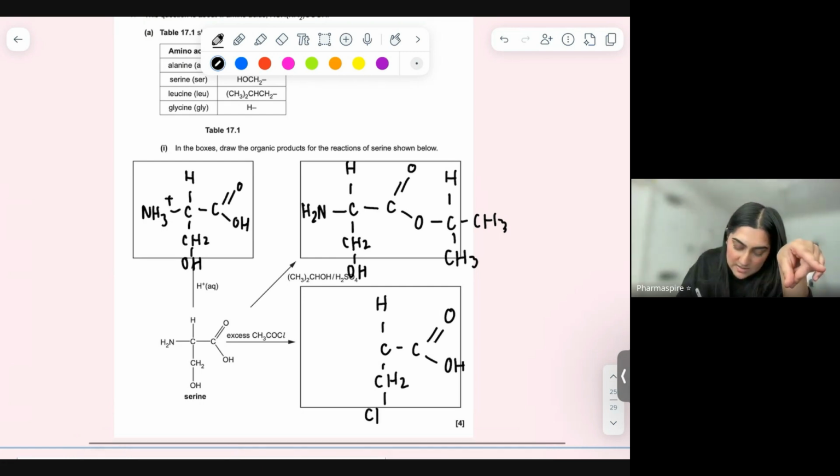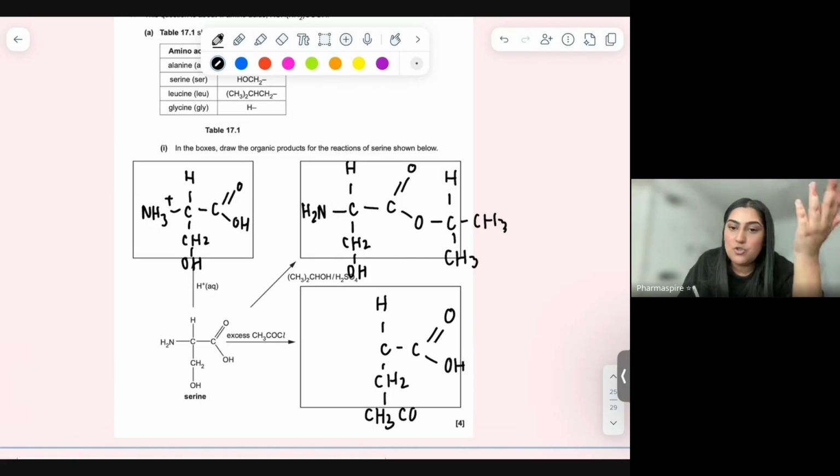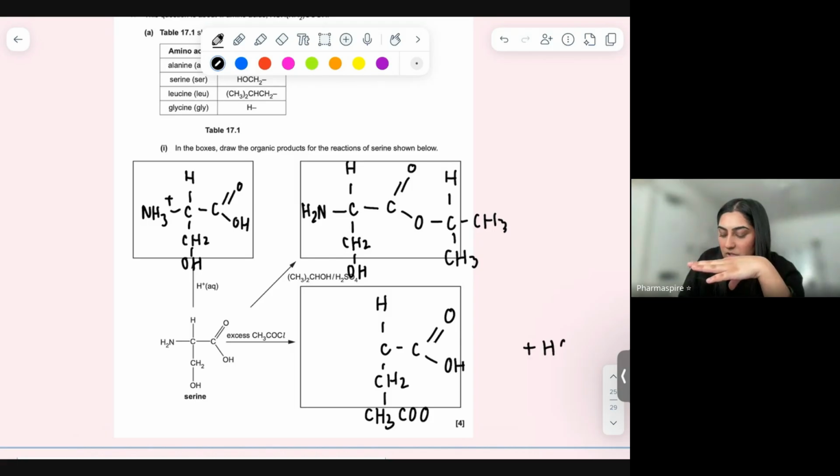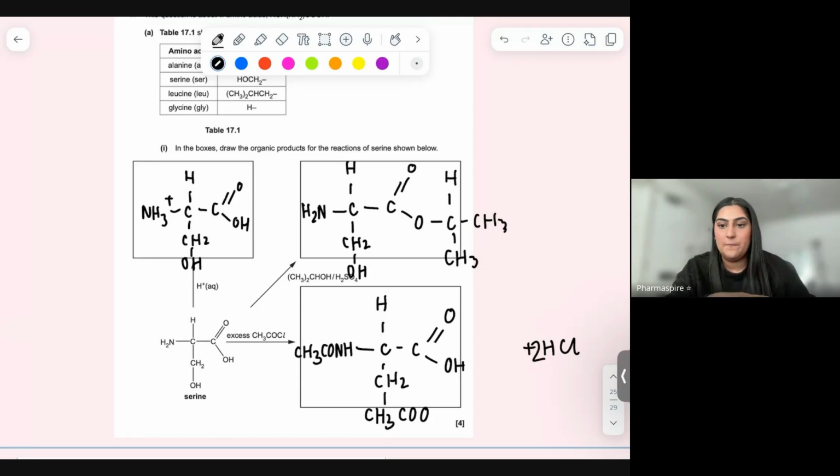So the Cl is going to basically jump off, and then you're going to make, obviously, your byproduct, which will be HCl, because that H is gone, and then also your Cl's gone. And then you make your amide linkage. You have CH3 and then CO, and then we want NH, because again, we want to make 2 lots of HCl in replacement of that.